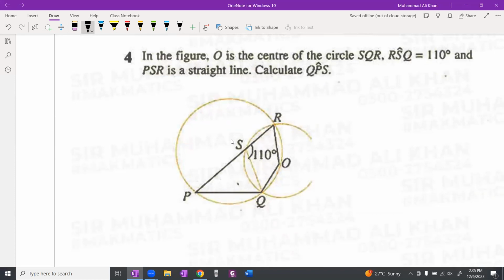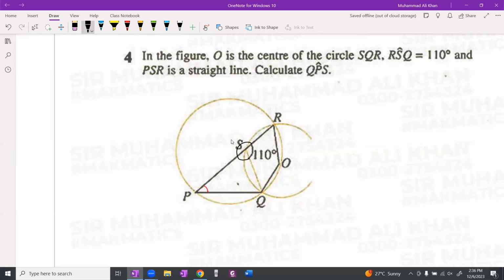Question number 4. Here is a diagram. Two circles are here. Calculate QPS. ये एंगल हमें कैलकुलेट करना है. कैसे होगा? अगर मैं कहूं 110 minus 180 तो ये एंगल आ जाएगा. It will be 70. बल्कि इसकी जरूरत नहीं है हमें.